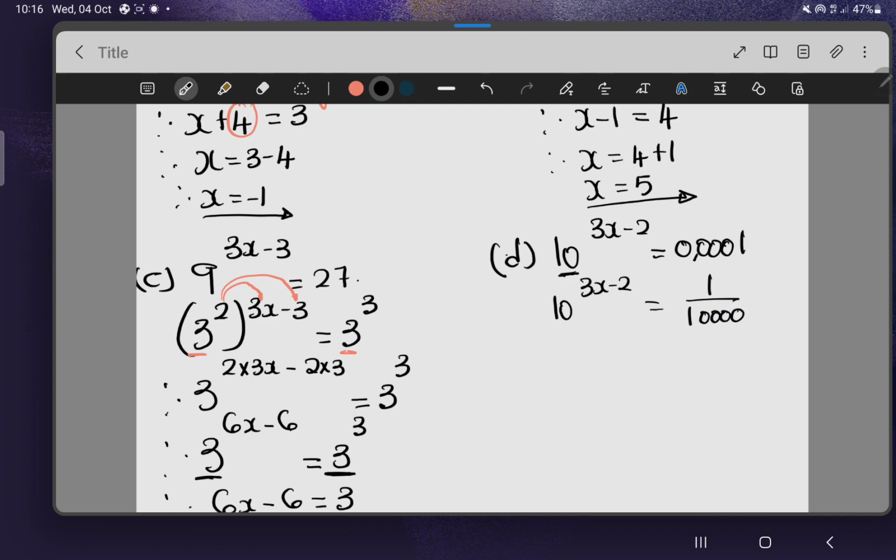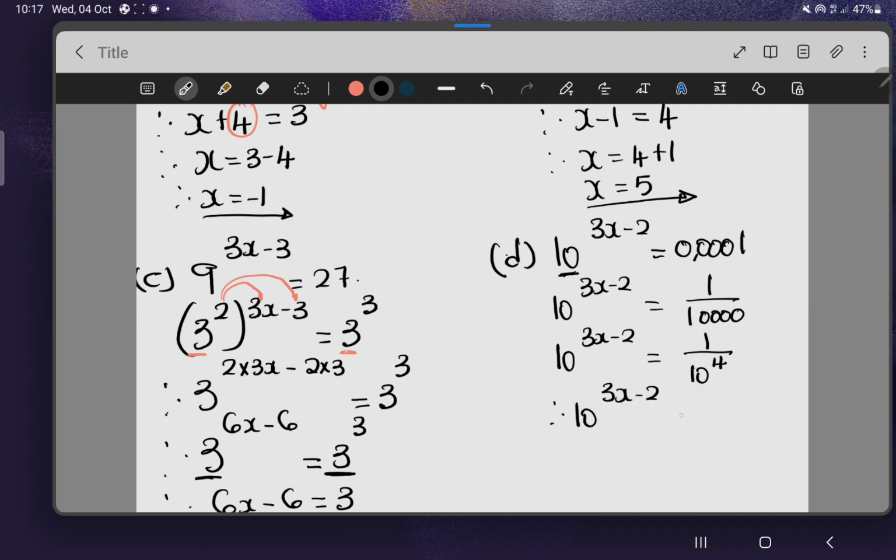But make sure that you use a calculator to change that. You're just going to say 0,0001 equal to, then you'll get something like 1 over 10,000. Then now we're going to change that 10,000 in terms of 10. So that will be 3x minus 2 is equal to 1 over 10 to the power of 4. 10 to the power of 4 is the same as 10,000. Then what we're going to do is to take 10 up so that we can have the same base.